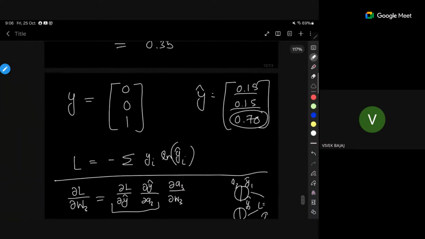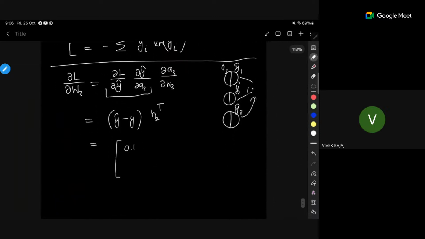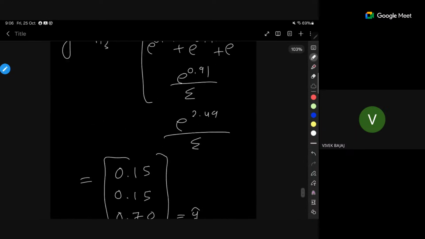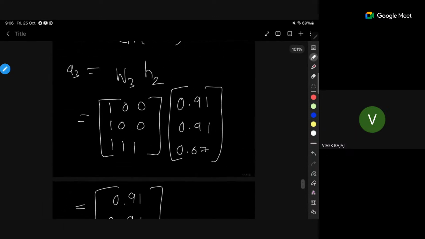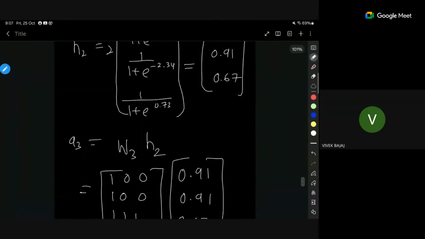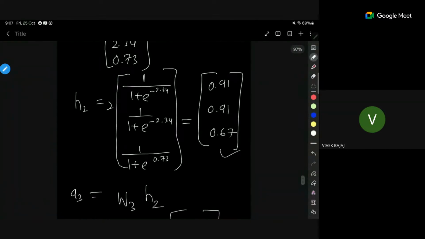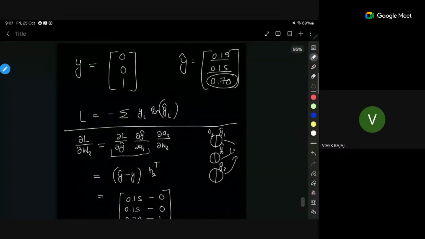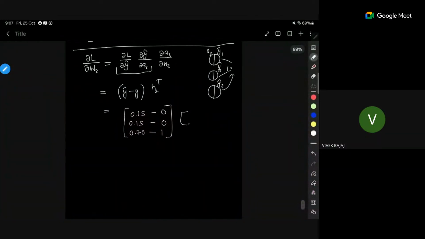So now let's do this. ŷ minus y, which is 0.15 minus 0, 0.15 minus 0, 0.70 minus 1. Fine. And H2 I have to take, which I already computed somewhere here. Not this. 0.91, 0.91, and 0.0. This is my H2, right? So I'll write that, but I have to take the transpose of that. So this is how I'll get all the values of W3.